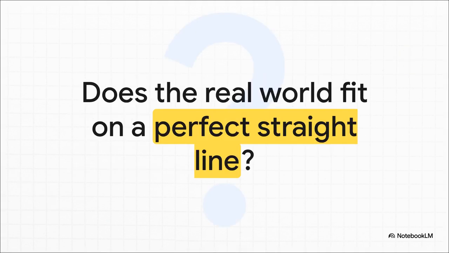Yeah, right. Of course not. The real world is messy. Countless other things affect how much we spend. You know, your age, whether you have kids, how confident you are about the future. A perfect straight line is way too simple. So we have to account for all that real-world messiness.